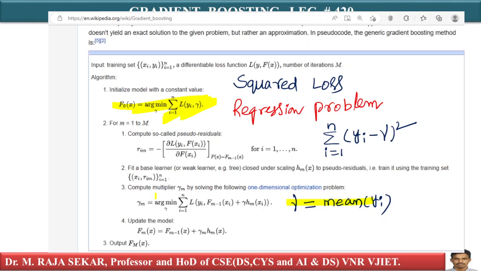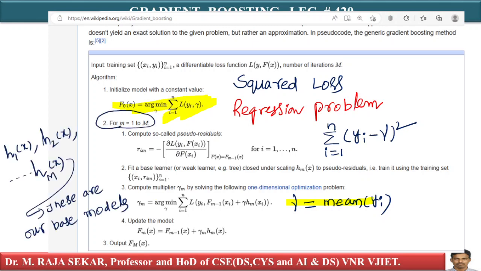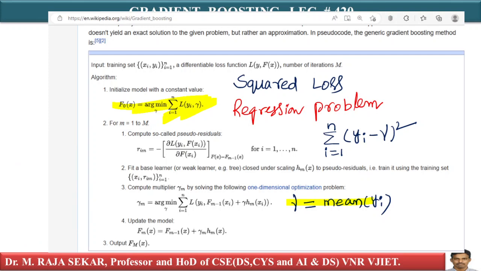Now what you are saying is the first model, or zeroth model. What is the zeroth model? Make all yi cap. What is this yi cap? Yi cap is equal to the mean of yi. I can say my yi cap is equal to the mean of, let me say, yi, isn't it?